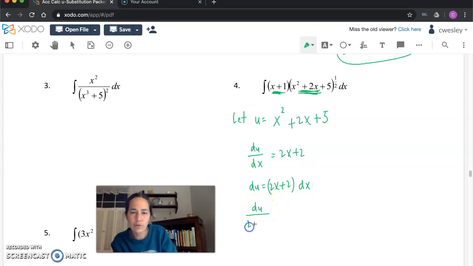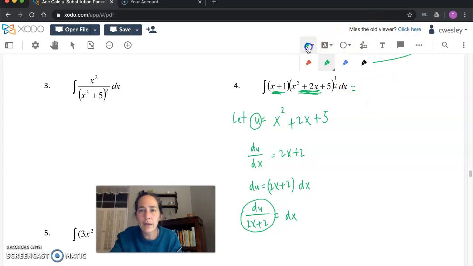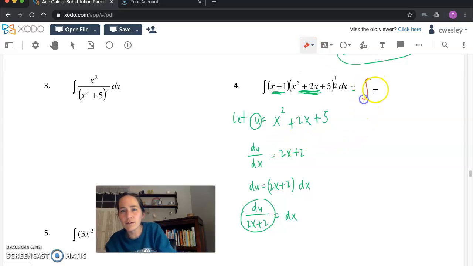And du over 2x plus 2 equals dx. Okay, so we need this, and we need that to go into the right spots. Now, go back to the original. What do we have? x plus 1 sitting out there in front. So integral of x plus 1. Luckily, all this stuff is going to be u-substitution, so u to the 1/2. And in for dx, we have an expression down here.